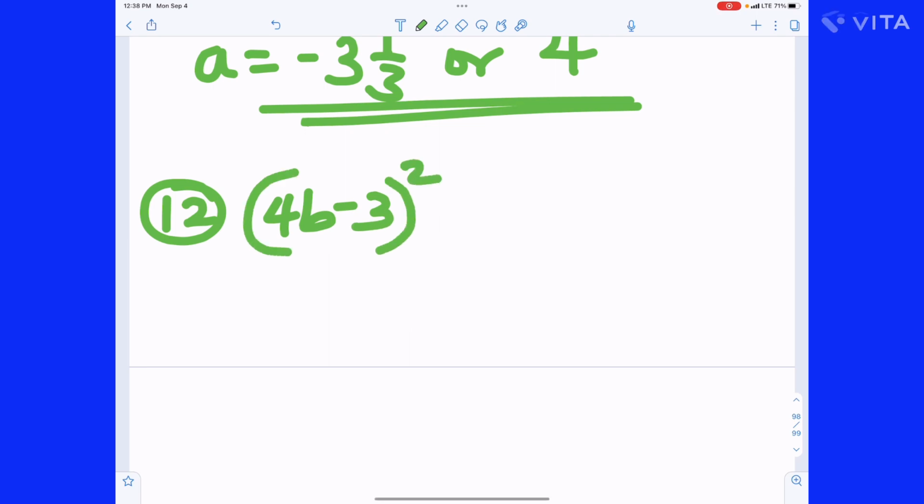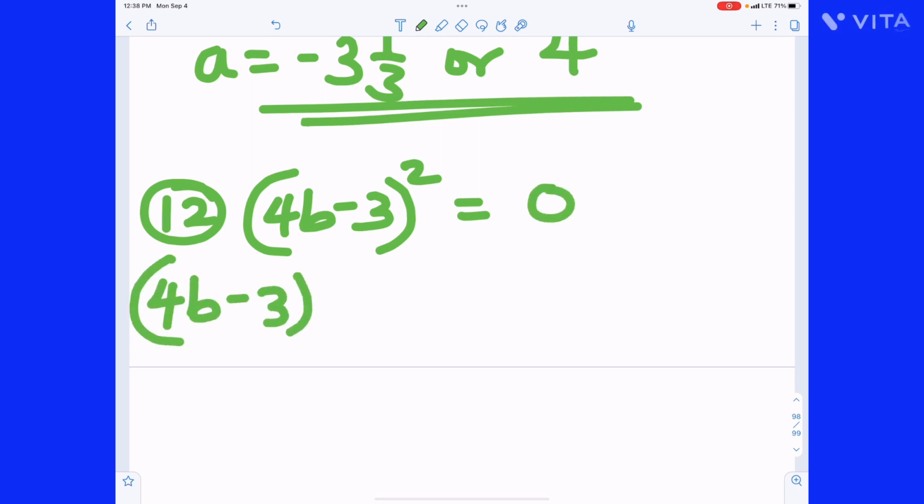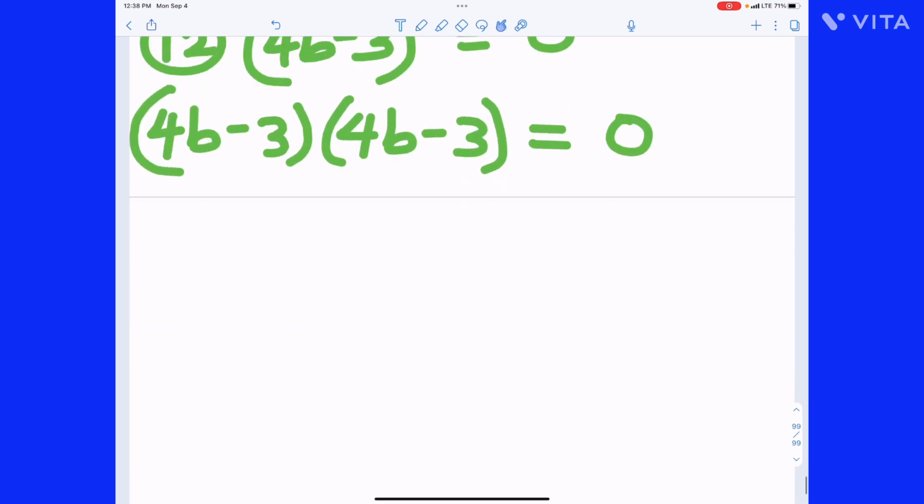This is the same thing as 4b minus 3 times 4b minus 3 equals 0. So let's equate them to 0 one after the other.